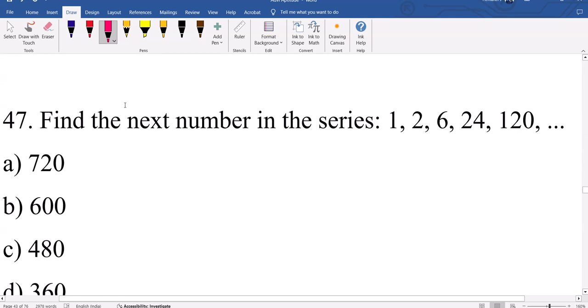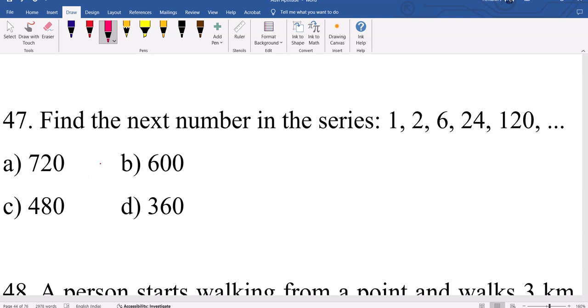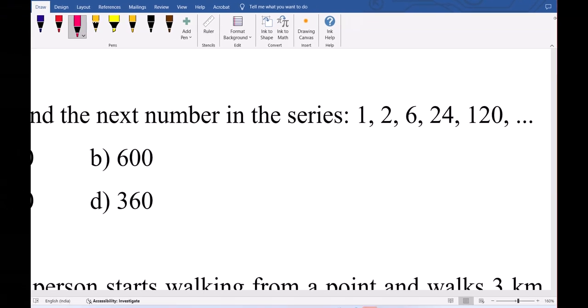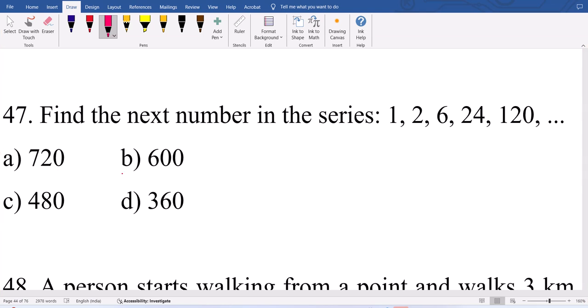Finally, number series. Answer: 720. 720 is your answer. It is multiplied by 2, 3, 4. You can understand, it's a factorial. 4 factorial, 5 factorial, this is 6 factorial value.